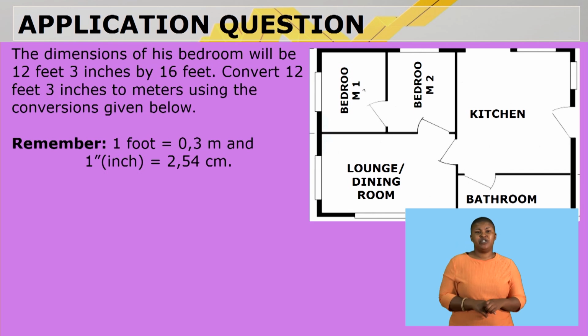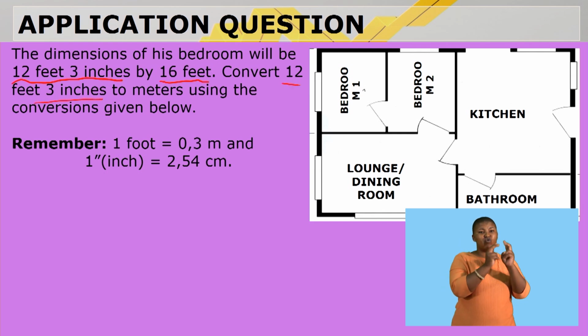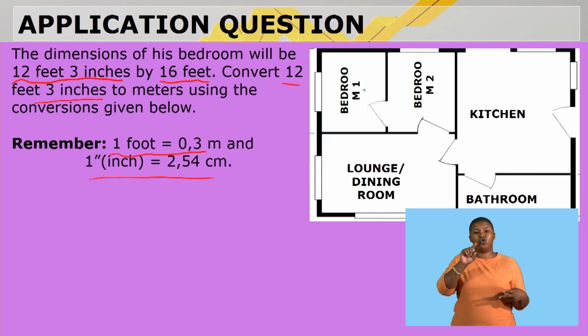The dimensions of his bedroom will be 12 feet 3 inches by 16 feet. Convert the 12 feet 3 inches to meters by using the conversion given below. So we have got 1 foot is 0,3 meters, and then 1 inch is 2,54 centimeters. But because we need everything in meters, let's convert first. It's much easier to convert first before going into something else.